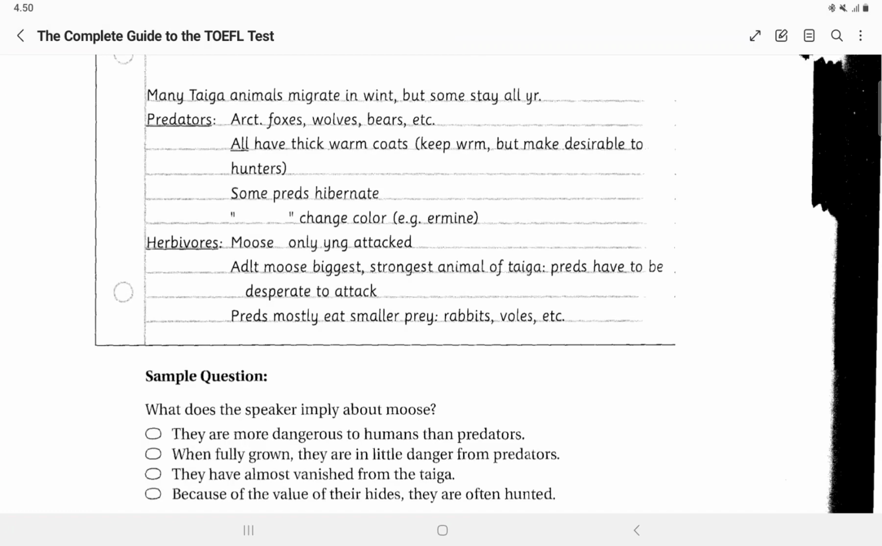There's the moose, of course. But only young moose are at risk of being attacked. The adult moose is the biggest, strongest animal found in the taiga, so a predator would have to be feeling pretty desperate to take on one of these. Mostly, predators hunt smaller prey, like snowshoe rabbits, voles, lemmings.